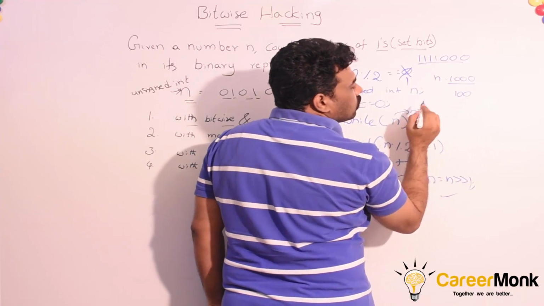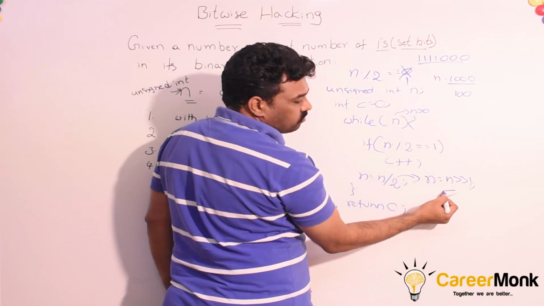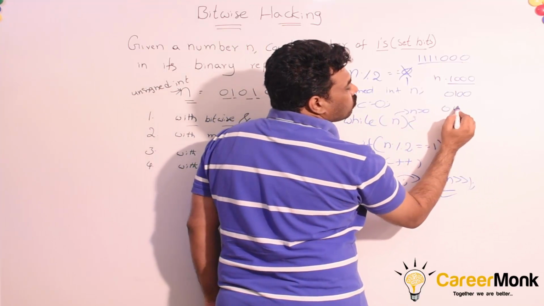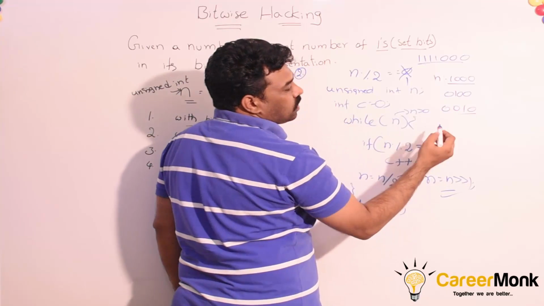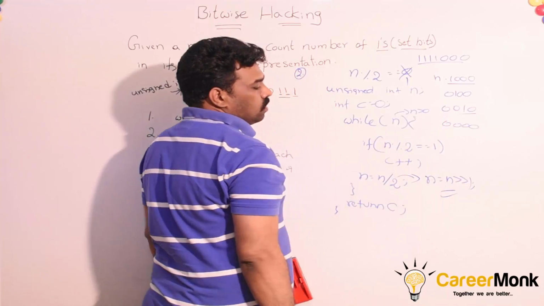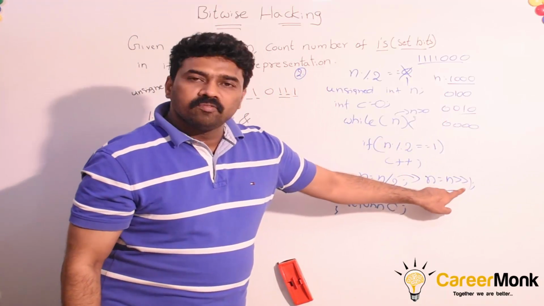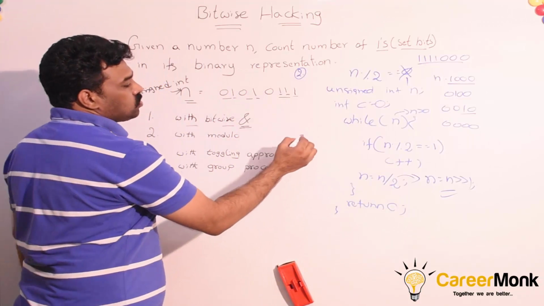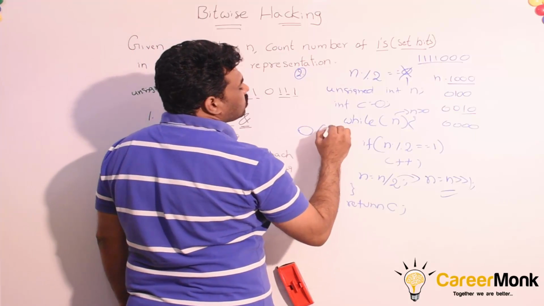That means it's indirectly nothing but shifting the number by 1. So that's why we are adding 0. In the next iteration, it will be 2. In the next iteration, it will be 0. So to simulate the right shift operation, we are dividing by 2. So the complexity of this one is also the number of bits in the given number.